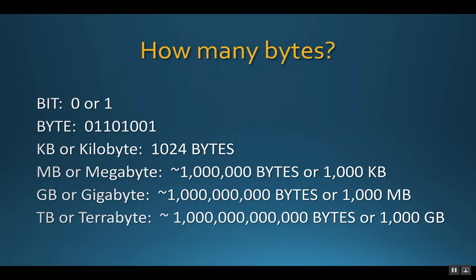A kilobyte is, in the metric system, 1,000. The closest actual value is 1,024, which is a multiple of 2. So technically, when you're talking computers, a kilobyte is 1,024 bytes and not just 1,000. And similarly, a megabyte is a million bytes or 1,000 kilobytes. A gigabyte is a billion bytes or 1,000 megabytes. And a terabyte would be a trillion bytes or 1,000 gigabytes.